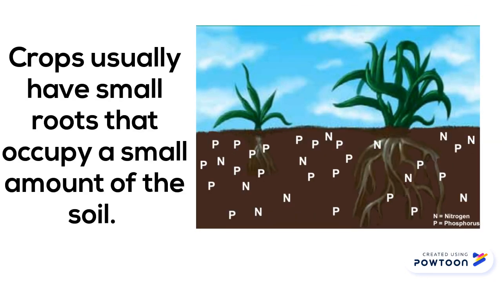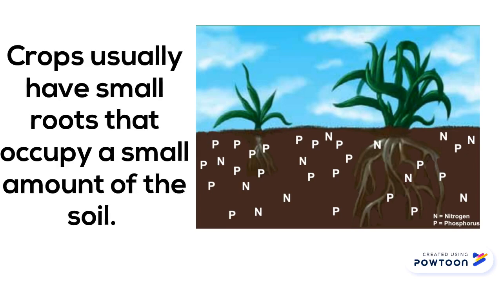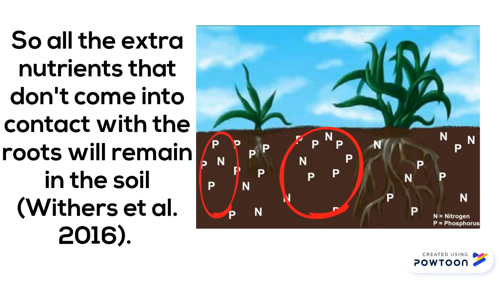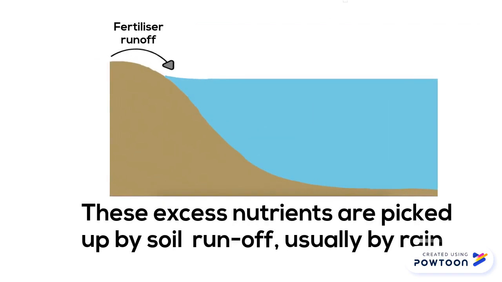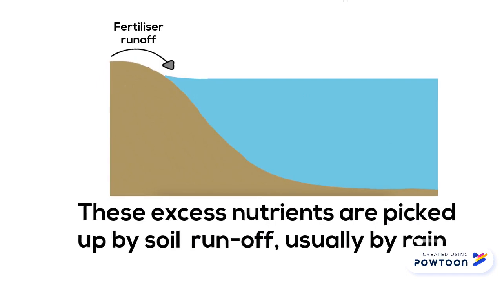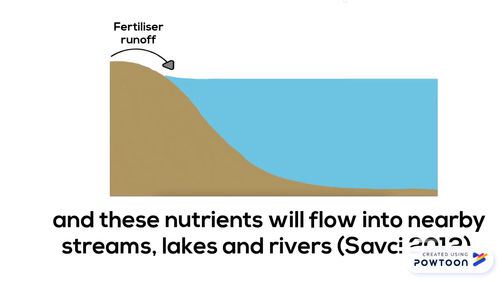Also, crops usually have small roots that only occupy a small amount of the soil, and so all the extra nutrients that don't come into contact with the roots will just remain in the soil. These excess nutrients are picked up by soil runoff, usually by rain, and eventually these nutrients will find their way into nearby streams, lakes, and rivers.